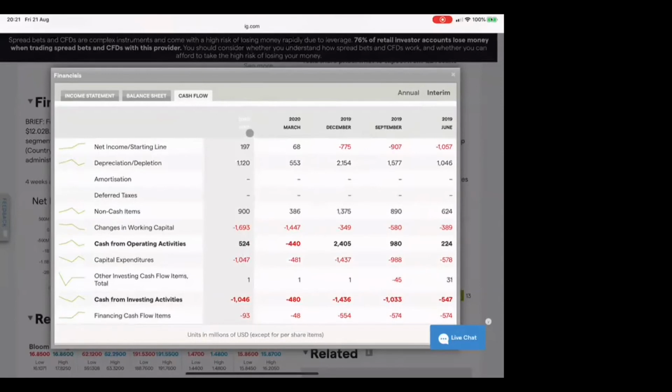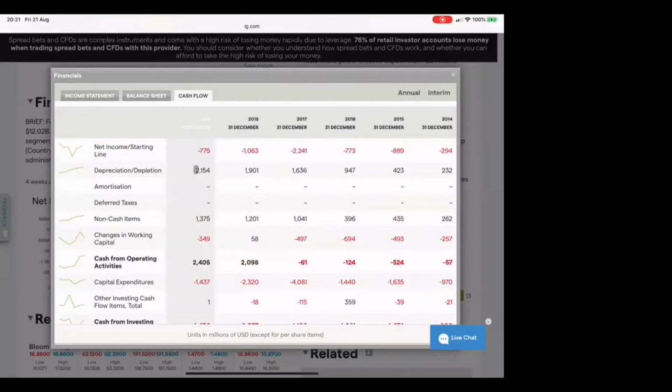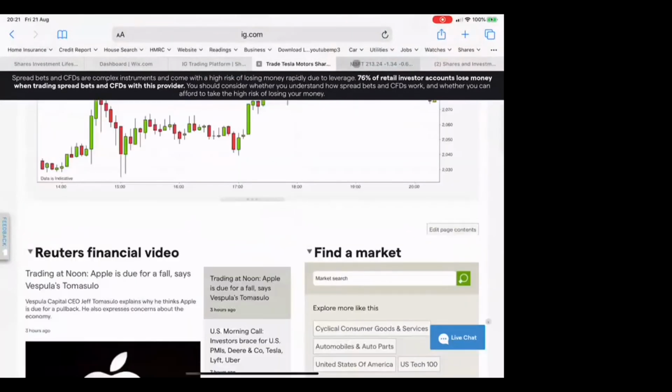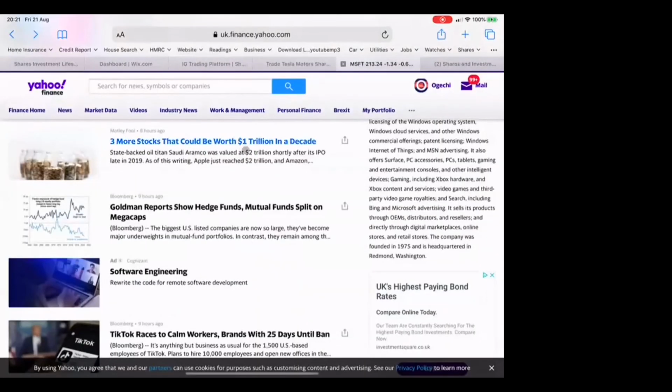Remember, this is just June. You still have enough to run to the end of the year. But as of last year, they were positive. Remember, it's the operating cash minus the expenditure. So you don't have IG, you're on the web. So let's see if we can find it on Yahoo Finance.